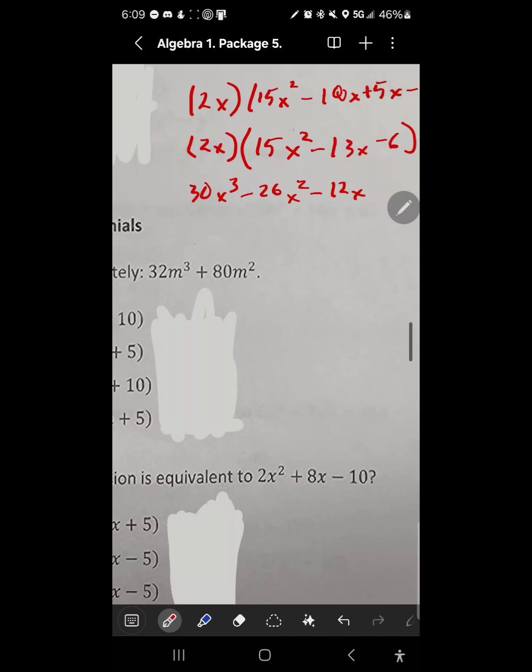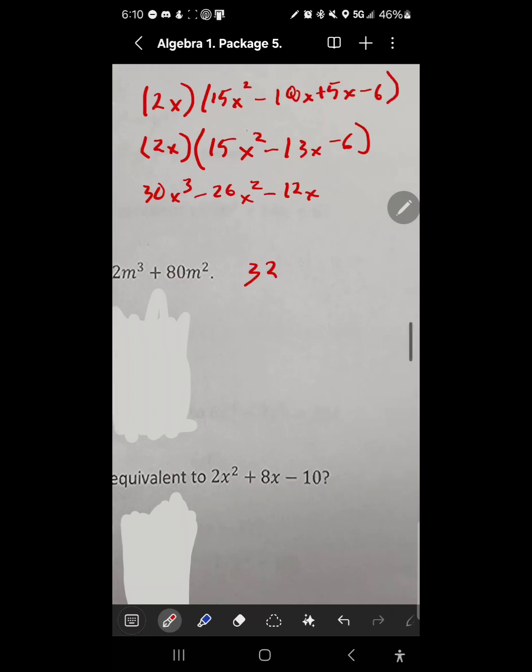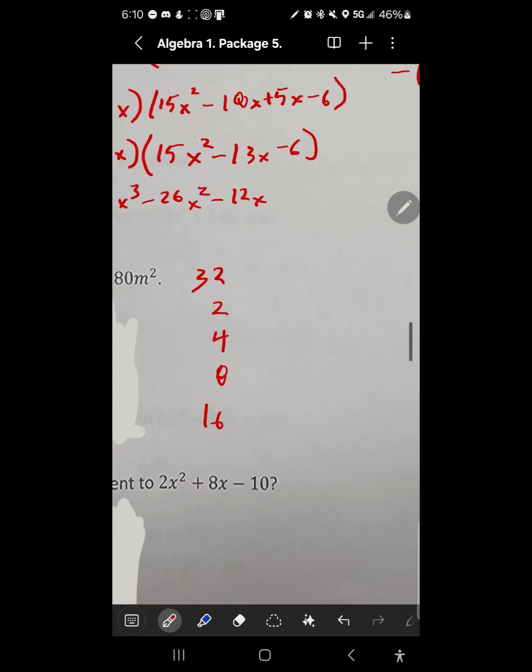So for example, okay, by what numbers can I divide 32? So I can divide 32 by 2, by 4, by 8, by 16. So 32 divided by 2 is 16. 32 divided by 4, 8. 32 divided by 8, 4. 32 divided by 16, 2. Then 80, you can divide 80 by 2, 4, 8.